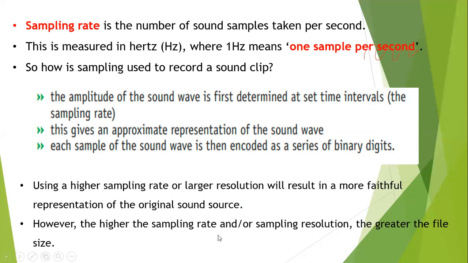However, the higher the sampling rate or sampling resolution, the greater the file size. So if you increase your sampling rate or sampling resolution, it requires a greater file size. Greater file size means you have to have space in your computer, like RAM and hard disk, and you need to place more bits.